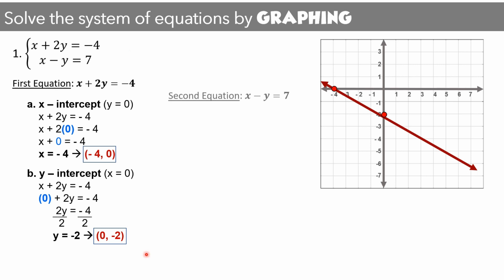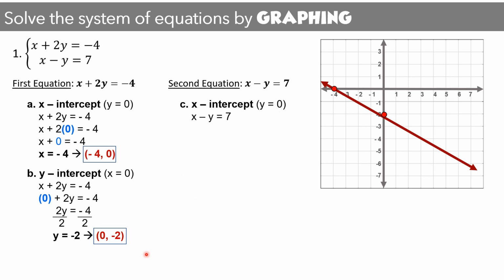Now let us proceed with the second equation, which is x minus y equals 7. The same process. To get the x-intercept, you have to change y into 0. You will use this x minus y equals 7. Then remove y and change it with 0. Or just simply cancel out y. And you will have x is equal to 7. In ordered pair, it will be like 7, 0.